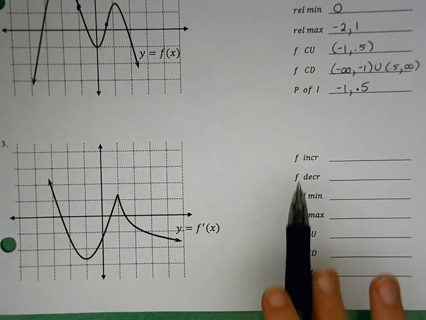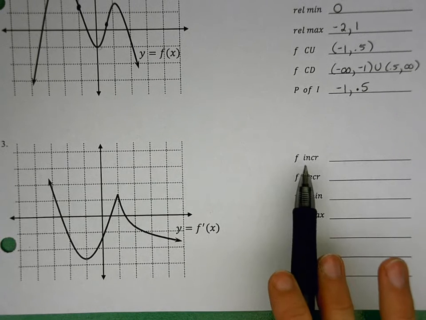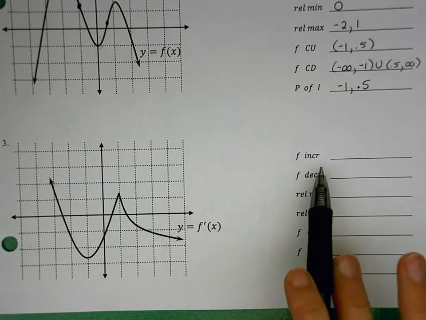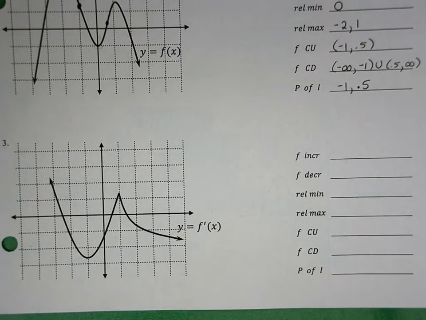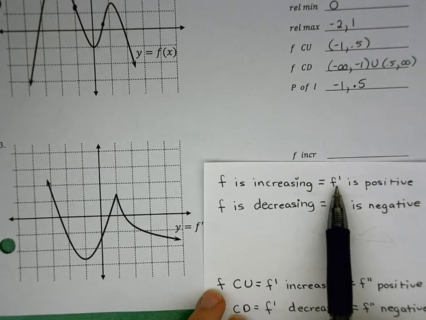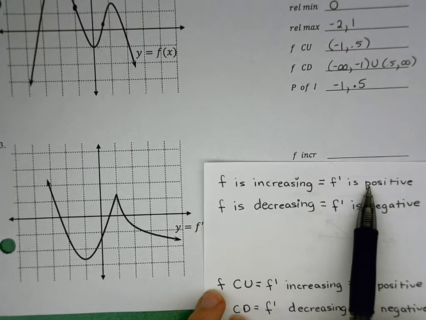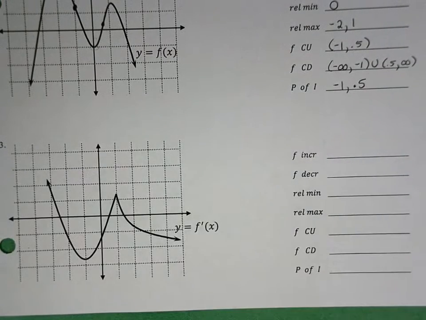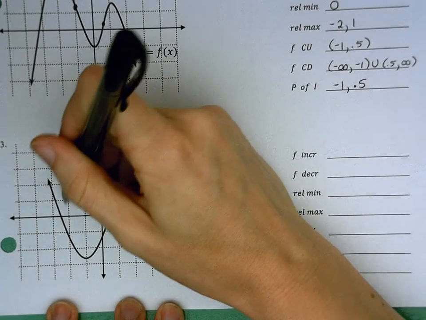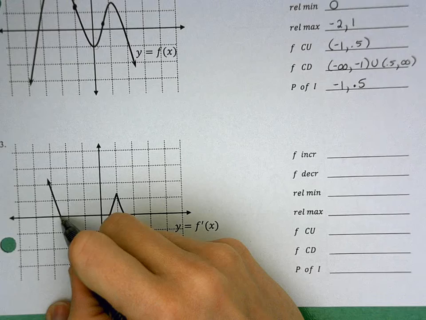So where is f increasing? I don't want to look for where it's going up. This is not f. I can't look for where it's increasing. I have to translate it. So f is increasing, remember, when f prime is positive. And so that's what I'm going to be looking for. Well, f prime is positive here, from -infinity to -2.5.